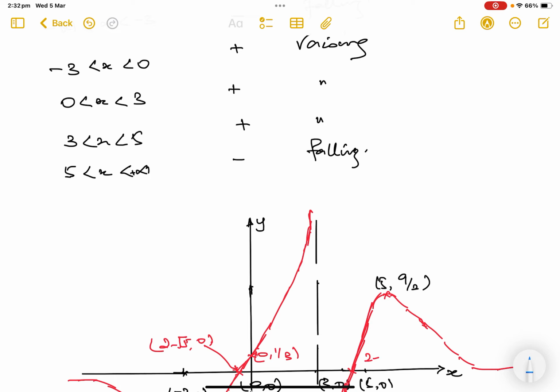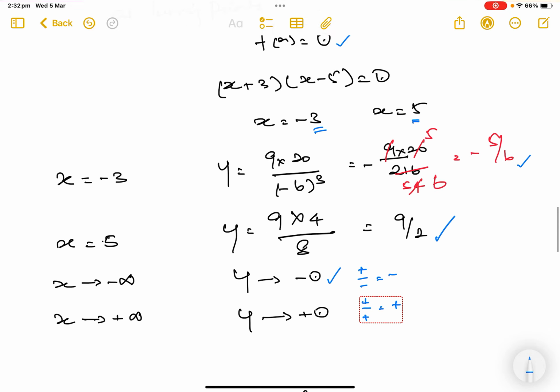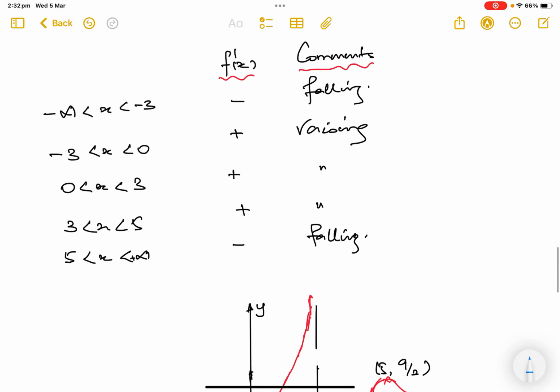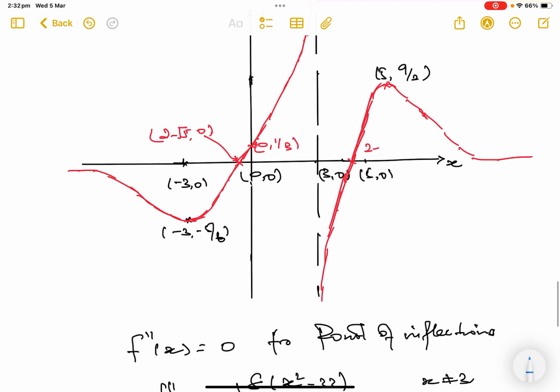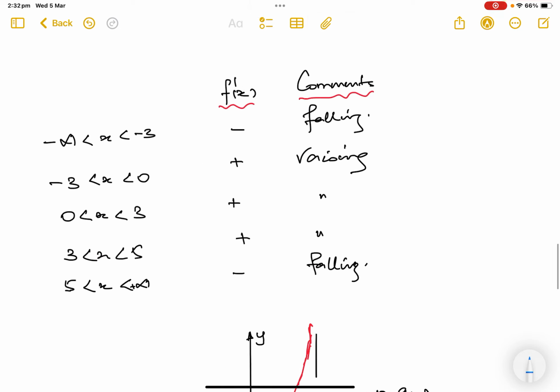And between 5 and plus infinity, if you substitute some values into f dash here, you can find that it's falling. So done. Right, let's start the graph. I have got the graph, but do not look at the graph at the moment. I just want to go bit by bit and establish how I reach to draw or sketch the graph.